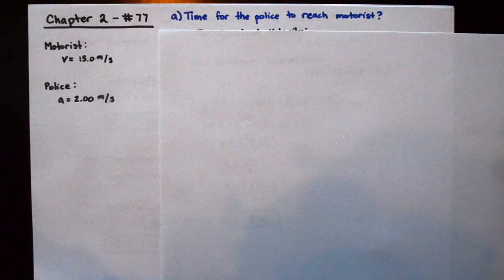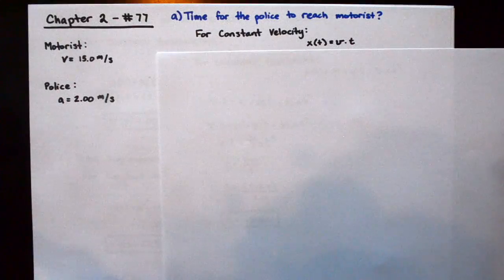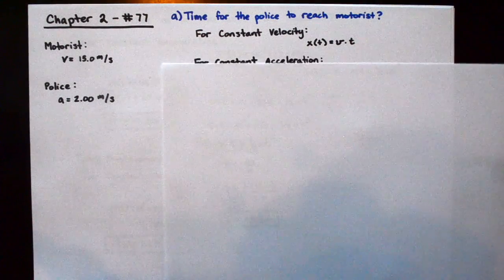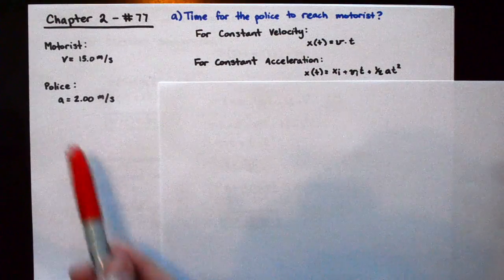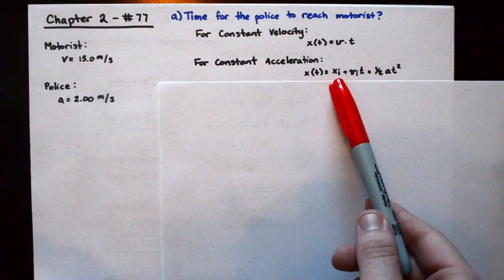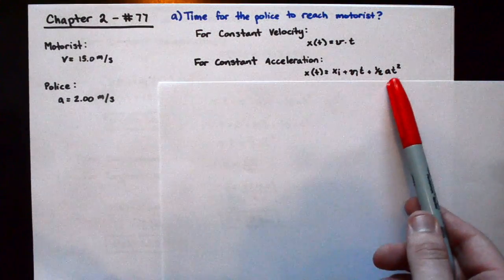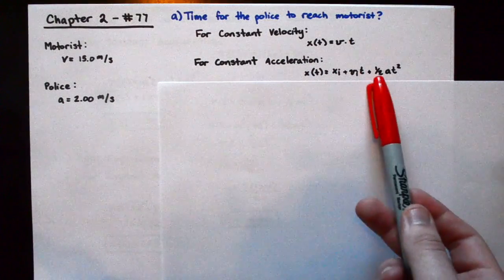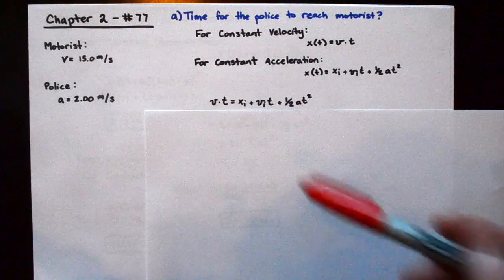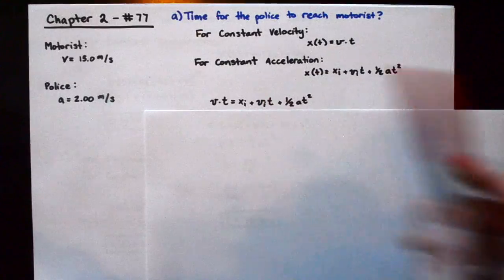Okay, so to begin with question A, we are looking for the time for the police officer to reach the motorist. So we know for the constant velocity for the motorist, the position at a certain time equals the velocity times the time. And for the constant acceleration that the police officer does, we know that the position at a certain time equals the initial position plus the initial velocity times time plus 1/2 the acceleration times time squared. So since both of these equations equal the position at a certain time, we can set these two equations equal to each other. And now we only have time as the variable we don't know.